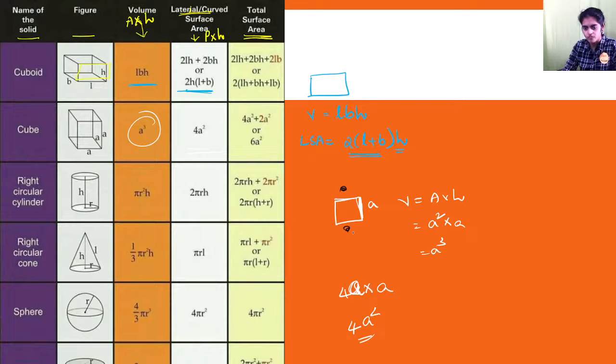Now if I want the total surface area along with the 4 sides, I will add the top and bottom portion also. So 4a square plus the top, which is also a square, and the bottom, also a square. So there are 6 faces and 6 a squares. Clear? So 6a square will be the total surface area. If you understand the concept, you can remember it very clearly. By hearting will not help you; you will forget.